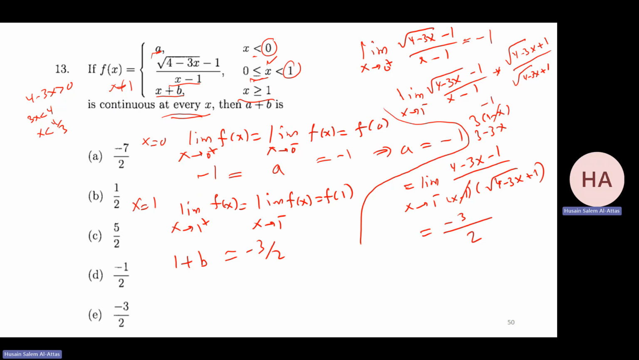f of 1 will be 1 plus b. So that means b equals minus 5 over 2. So I need a plus b: minus 1 minus 5 over 2, which is minus 7 over 2, which is this.